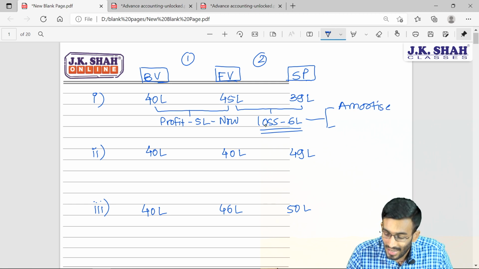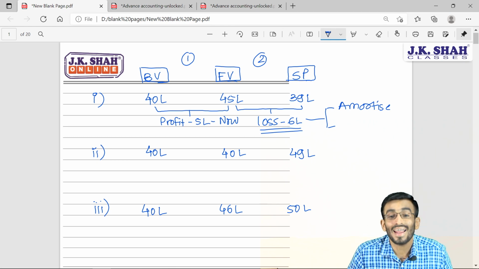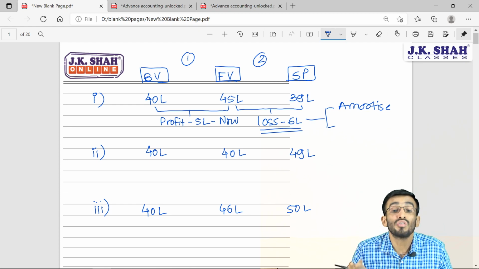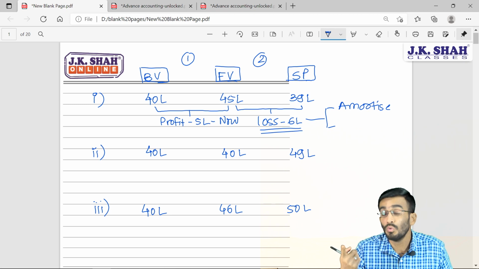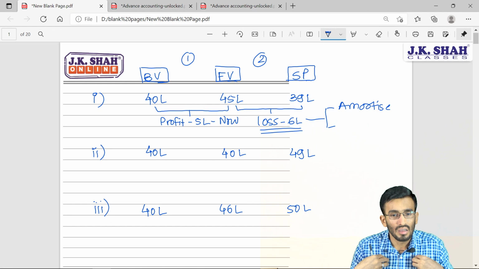So sir, in that case, please amortize this loss of 6 lakhs. But there can be a situation where the lessor wants to capitalize on it. He wants to take the benefit of this situation. He is saying, boss, I will give you 39 lakhs only, whether you want to sell your asset or not. Now I'm in need of funds. I need money. I don't have any other option.